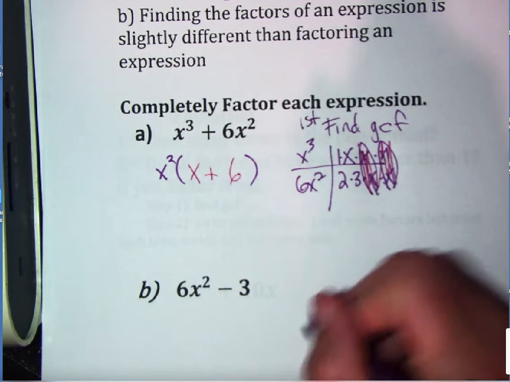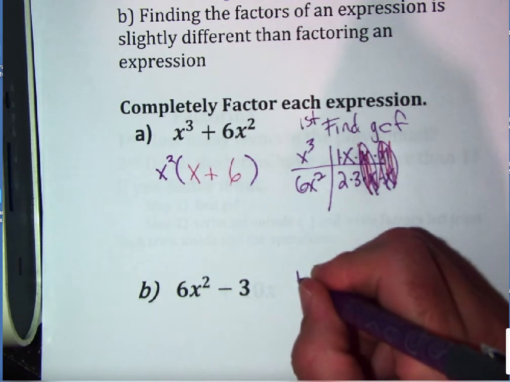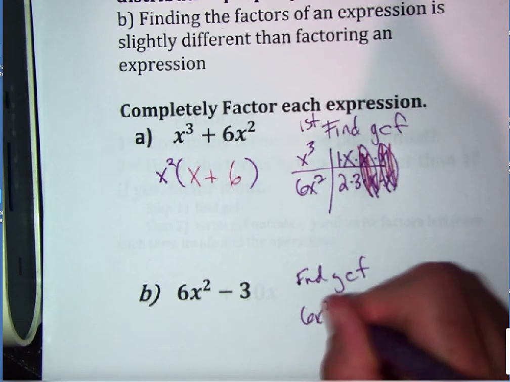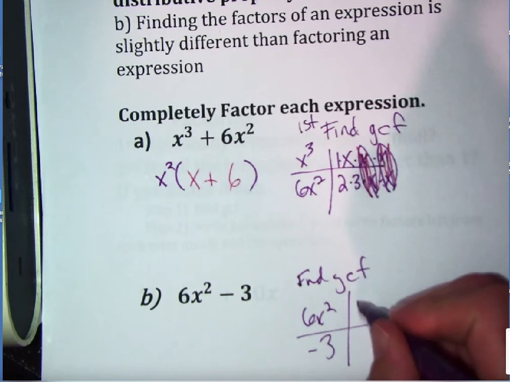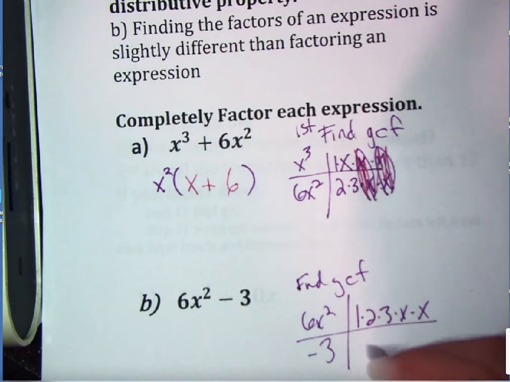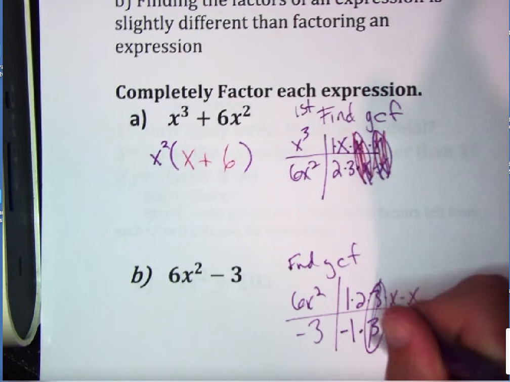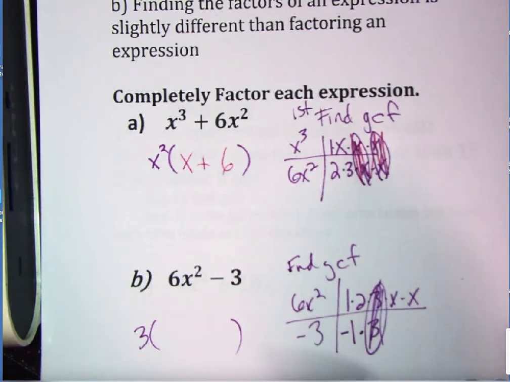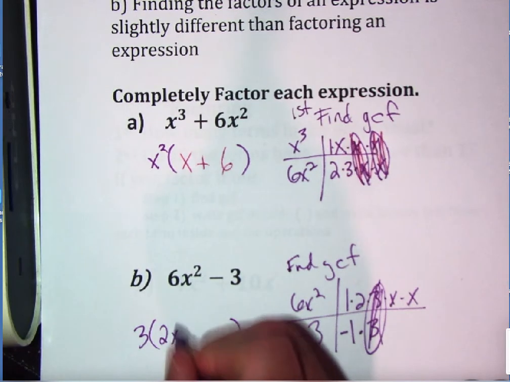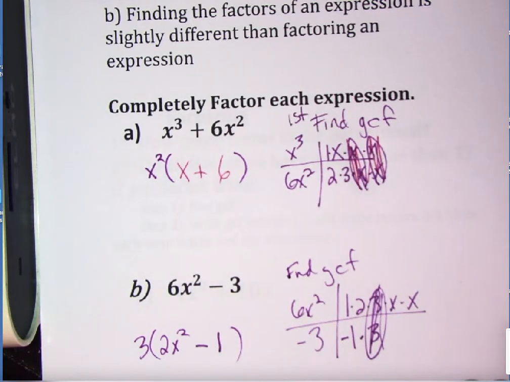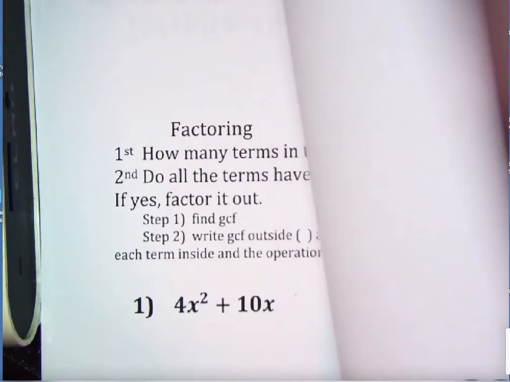All right, let's try one more here. So again, we're going to find the GCF. So our GCF is 3, and the pair that goes with it, well, if you pull a factor of 3 from 6, you're left with 2x squared. And if you pull the 3 from negative 3, you're left with negative 1. Boom. There we go. And that's how we factor expressions like this. Okay.